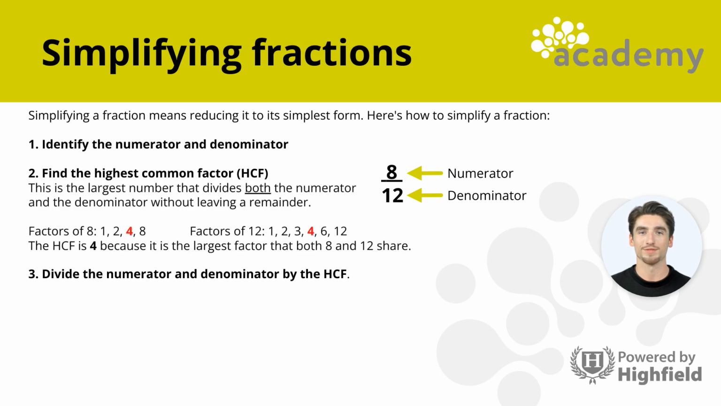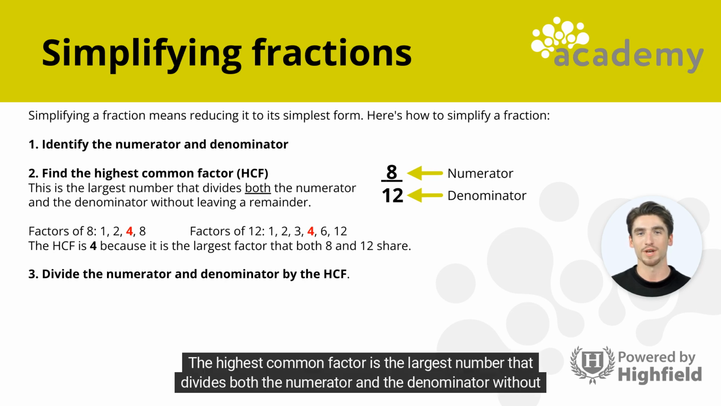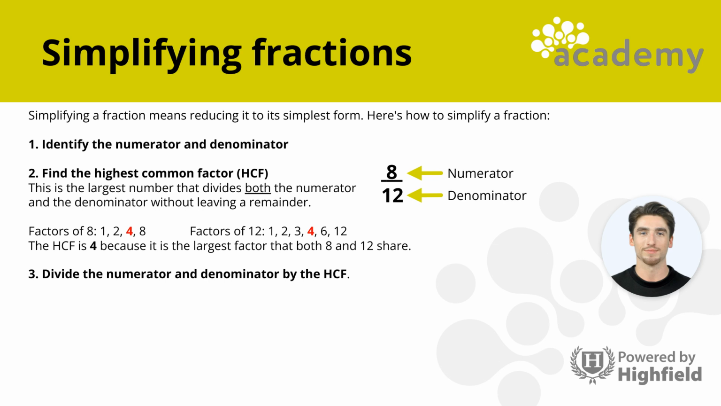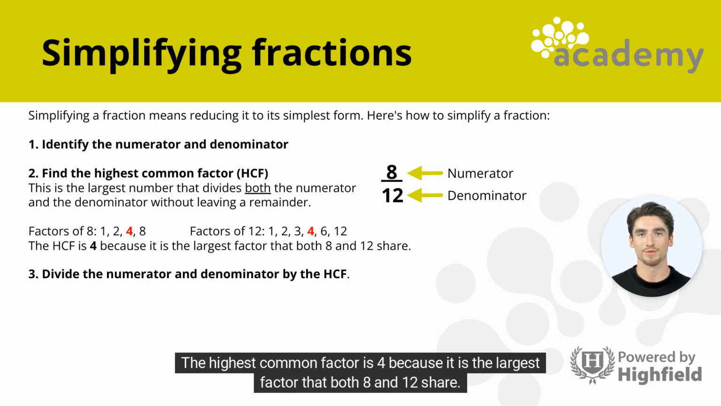Step 2. Find the highest common factor. The highest common factor is the largest number that divides both the numerator and the denominator without leaving a remainder. The factors of 8 are 1, 2, 4, and 8. The factors of 12 are 1, 2, 3, 4, 6, and 12. The highest common factor is 4 because it is the largest factor that both 8 and 12 share.